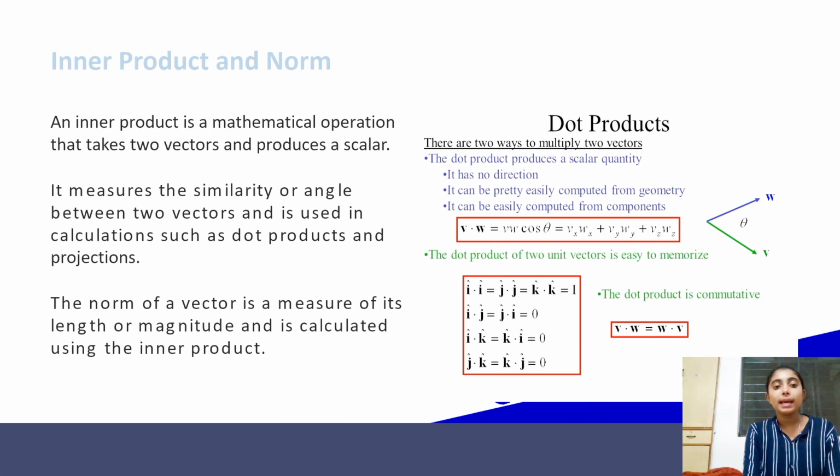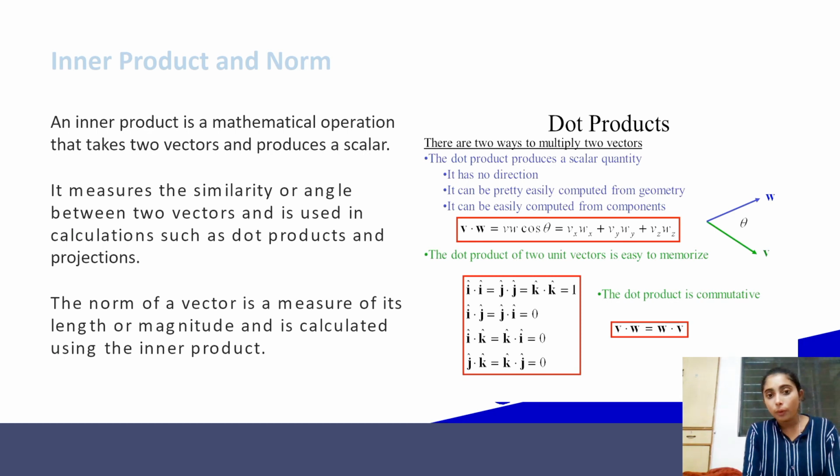Then inner product and norm. An inner product is a mathematical operation that takes two vectors and produces a scalar. It measures the similarity or angle between two vectors and is used in calculations such as dot products and projections. The norm of a vector is a measure of its length or magnitude and it is calculated using the inner product.